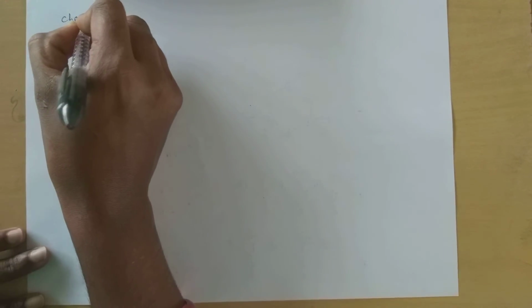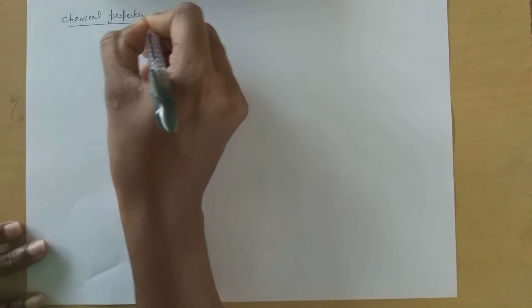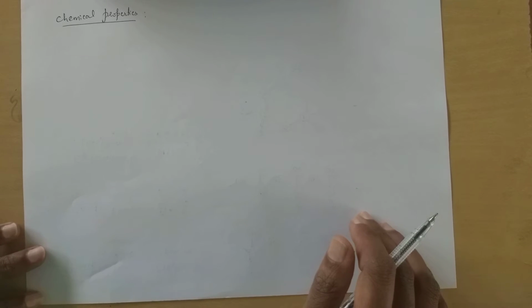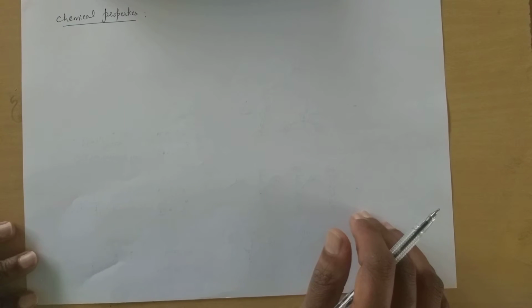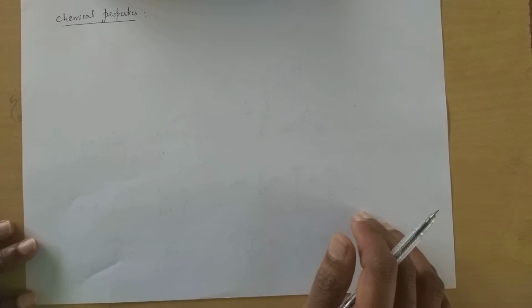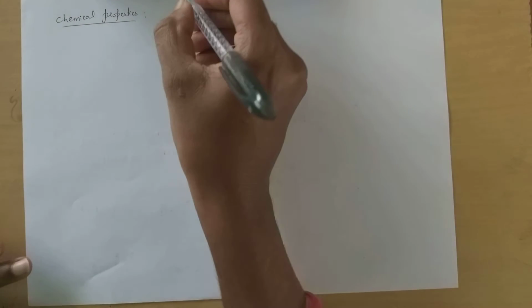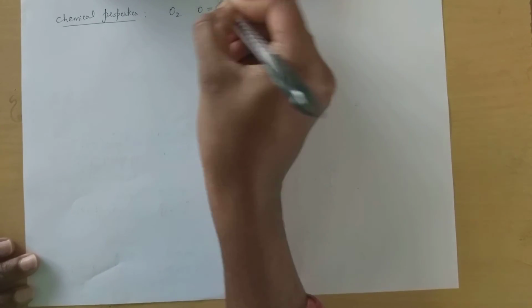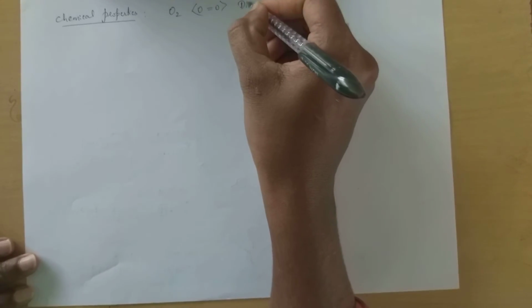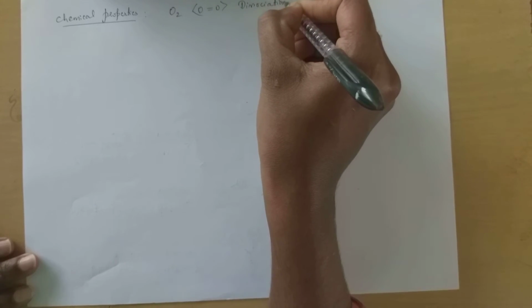Next, coming to chemical properties of dioxygen. How it reacts with other elements like hydrogen, halogens, metals, non-metals, forming different compounds. Particularly, oxygen is a gas that reacts with most metals and non-metals. Here some external heat is required to initiate the reaction, that is to dissociate the O=O bond. As you already know, oxygen has an O=O bond, and here the dissociation energy is very high.